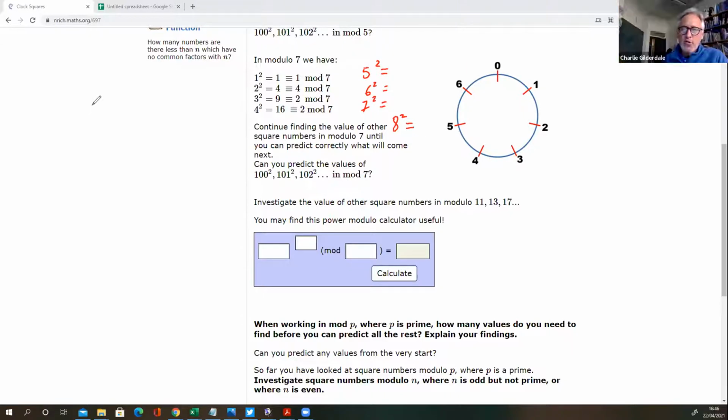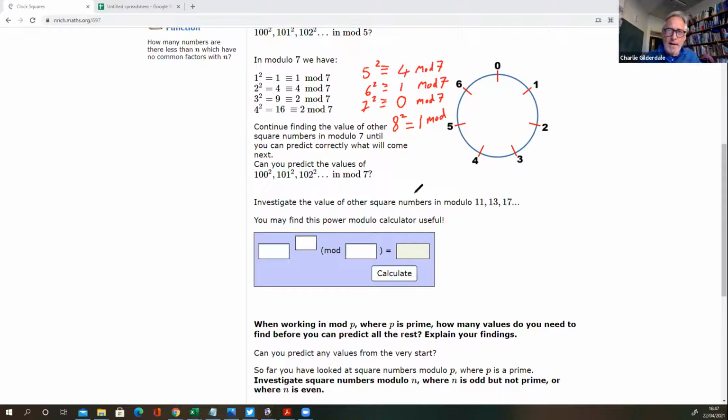So Ewer has suggested 4, 1, 0, 1. So 5 squared is 25, which is 21 plus 4. So it's 4 mod 7. 6 squared is 36, which is 35 plus 1. So it's 1 mod 7. 7 squared is 49, and 49 is 7 lots of 7. So back to the start. And then 8 squared is 64, which is 1 more than 63. So it's 1 mod 7.